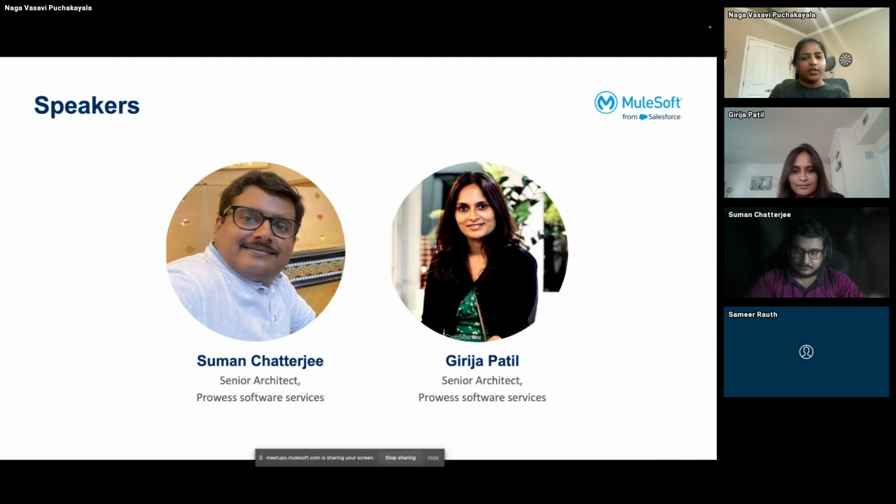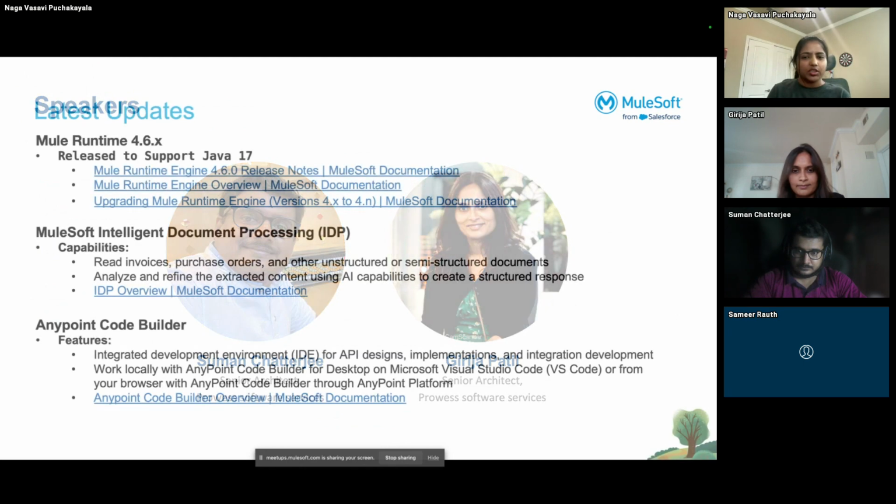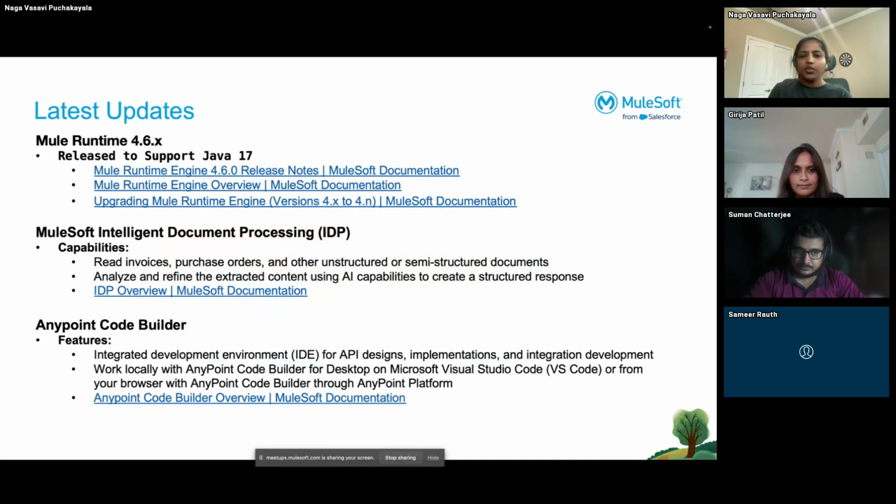And a few items I would like to take you through before starting the actual topic. Some of the new updates on MuleSoft are: MuleSoft runtime 4.6.x has been released to support Java 17 functionality. And also MuleSoft Intelligent Document Processing has been introduced for processing your documents. And Anypoint Code Builder has been released, and I believe there's a June release coming, and everybody is very keen about what features are going to be released as part of the June release.